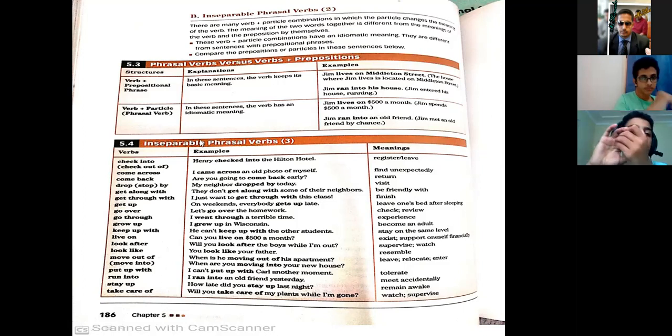This would be clear in table number 5.4. Muhammad, read the verb, then the meaning, and after that the example. Check into. What does it mean, register or leave? Check into means register. Check out of means what? Leave. Take care. For example, Henry checked into the Hilton Hotel.